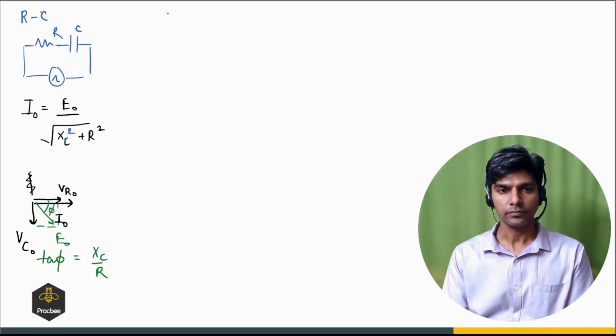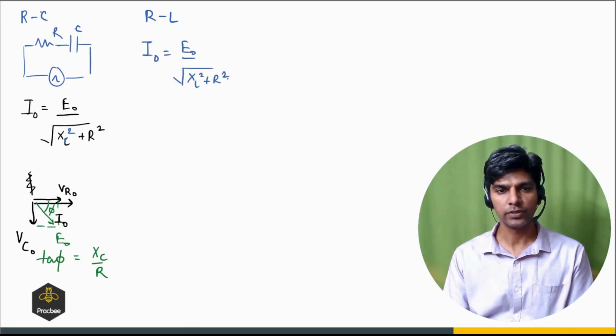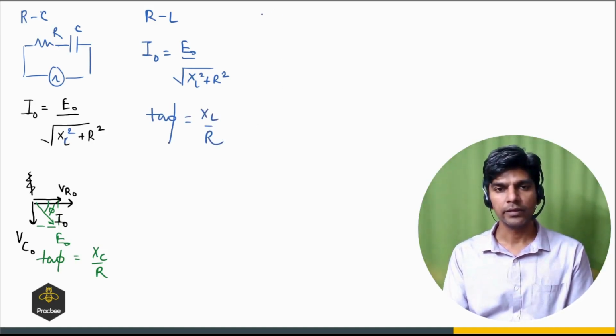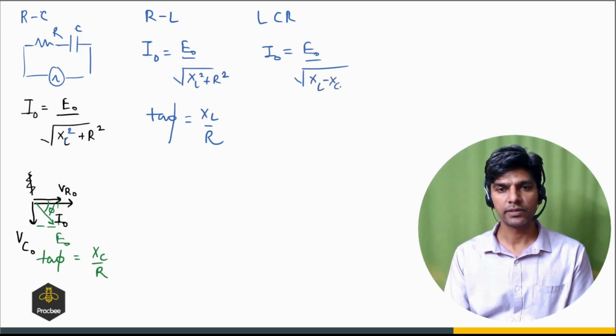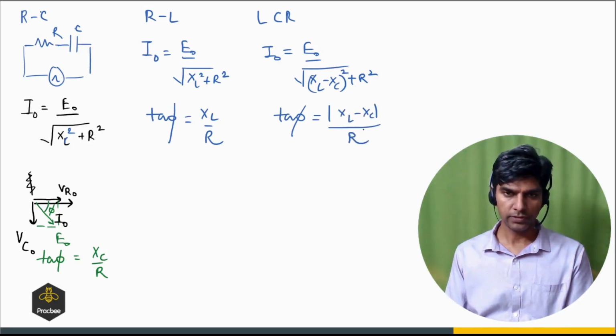Similarly, in case of an RL circuit, the peak current will be E naught divided by root of XL square plus R square, and tan phi will be XL by R. And in case of an LCR circuit, I naught will be given as E naught divided by root of (XL minus XC) square plus R square, and tan phi will be given as modulus of XL minus XC divided by R. Okay, so this we have to remember.